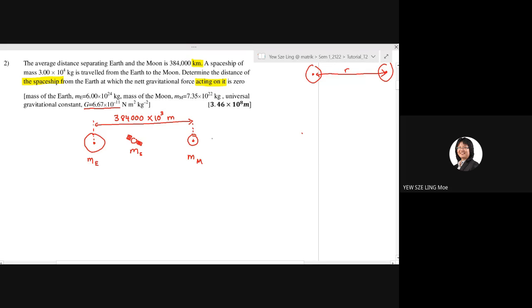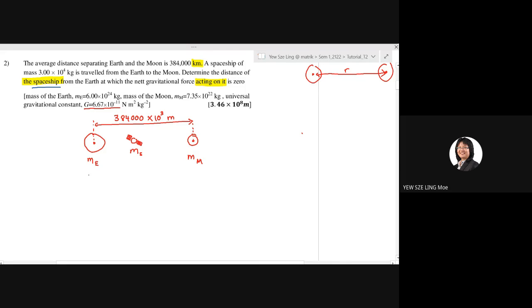But before that, let's look at the question again. Our main object is the spaceship, so we need to identify the forces acting on the spaceship first. How do we know how many forces we have in the question? Try to recall: gravitational force is a type of attractive force. It exists between 2 objects.